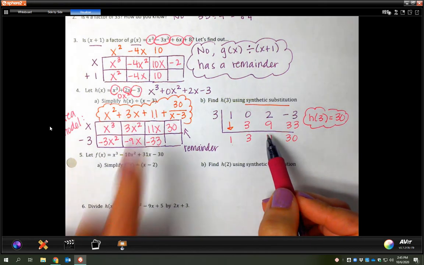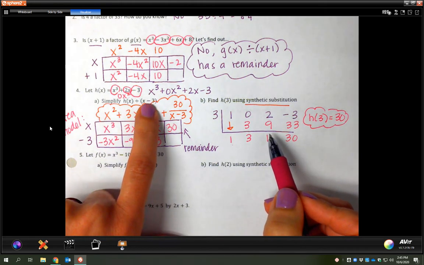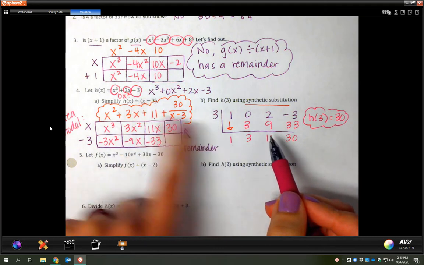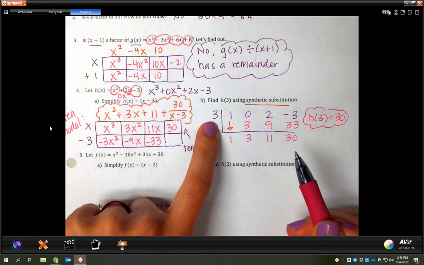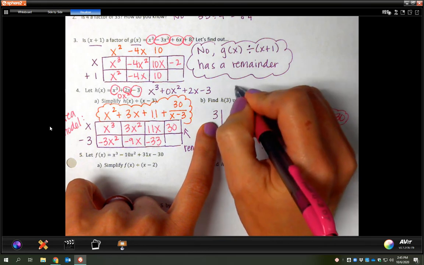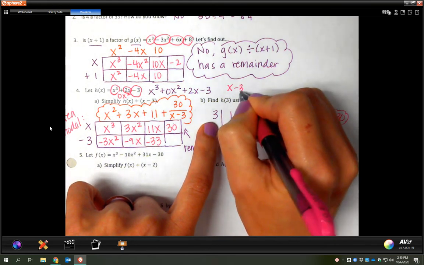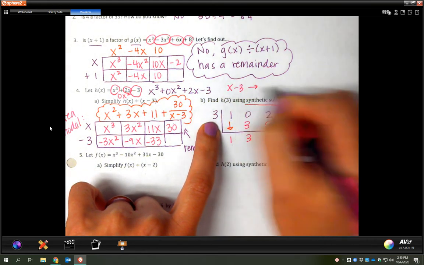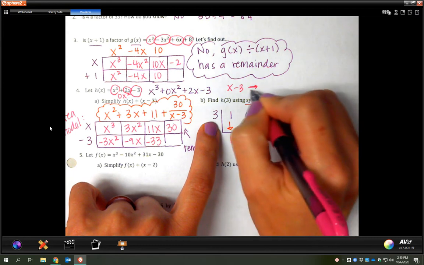So what we could have done is to divide x minus 3. You can switch the sign, put a 3 on the outside. And the reason you do that is if x minus 3 is what we're dividing, we just set that equal to 0.